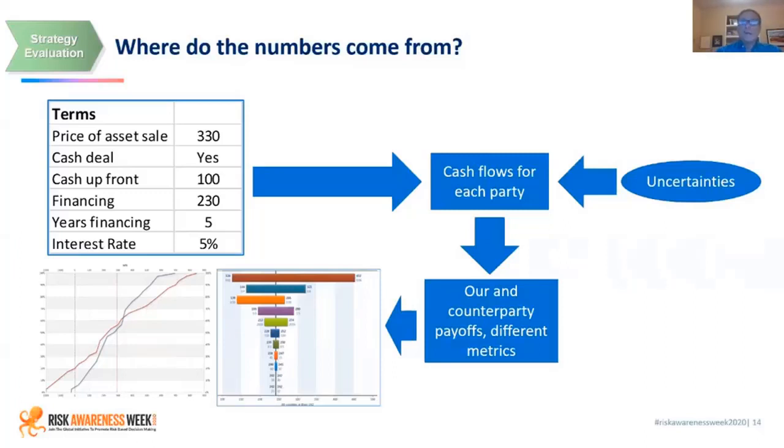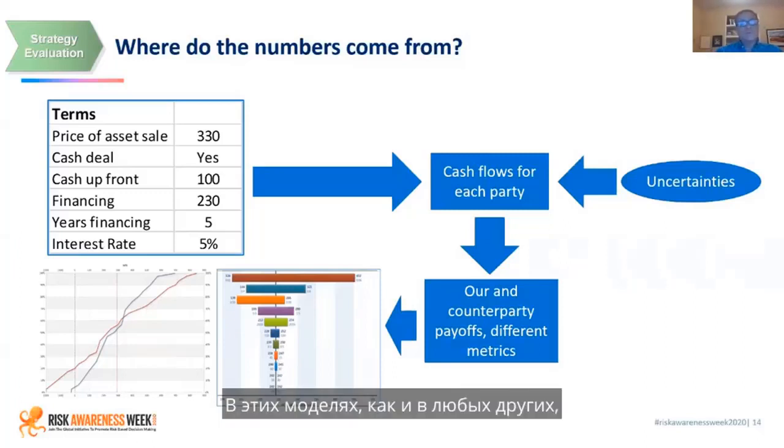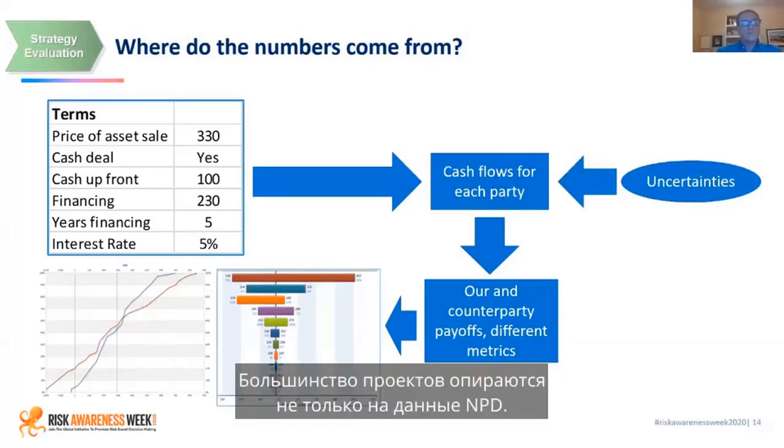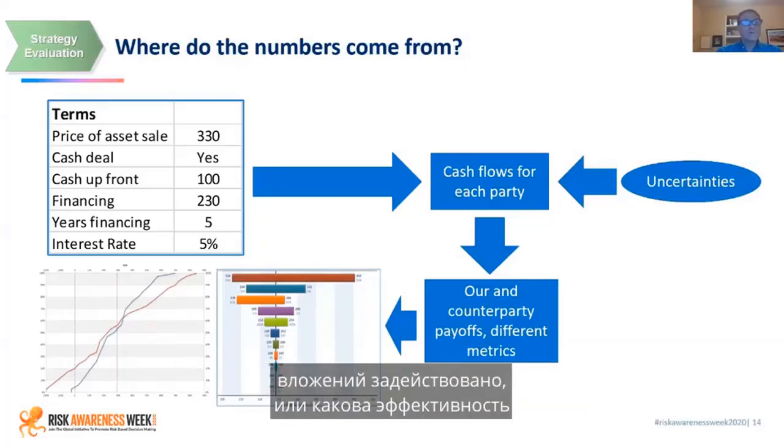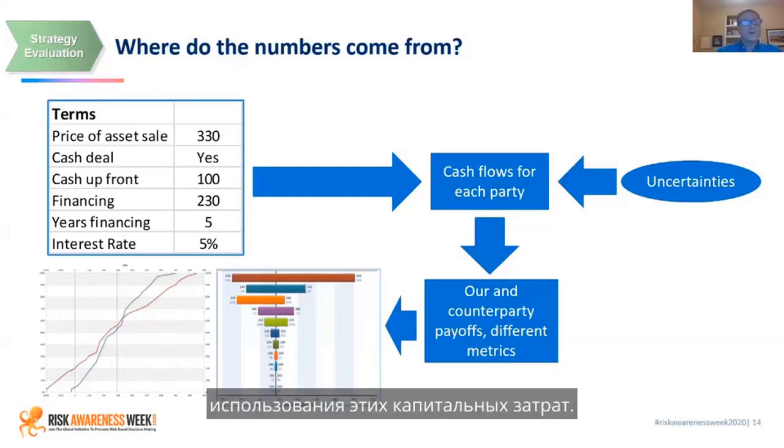In these models, you can build in the uncertainties like you would in any other model. And then the model will generate the payoffs for ourselves and counterparties or other players. We can look at different metrics like you would typically do in any project. You know, most projects are not going to look just at NPV. They're going to look at how much CapEx is involved or what the efficiency is of using that CapEx.